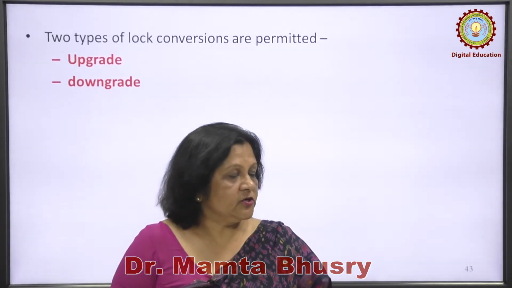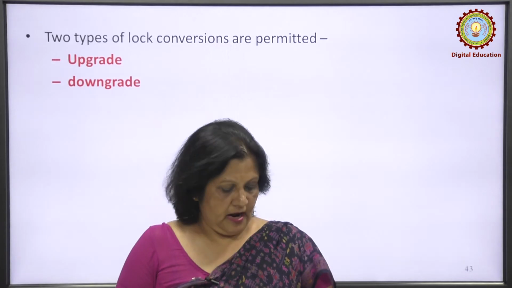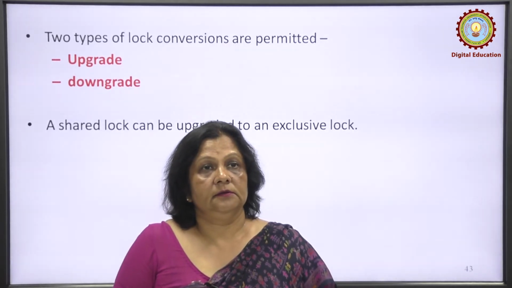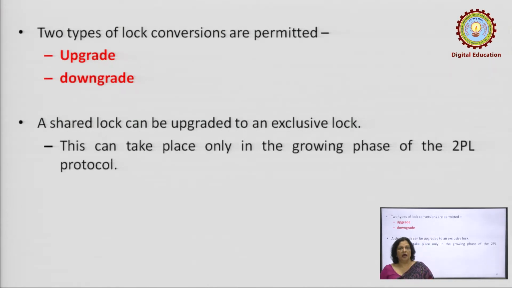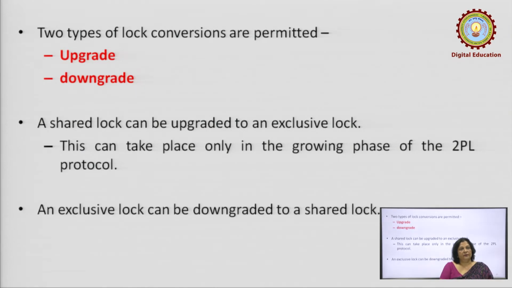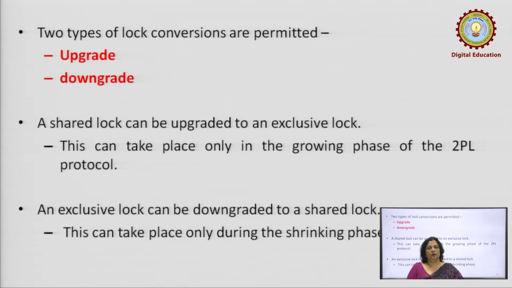Two types of lock conversions are possible, the upgrade and the downgrade. A shared lock can be upgraded to an exclusive lock, and this can take place only in the growing phase of the two-phase locking protocol. An exclusive lock can be downgraded to a shared lock, and this can take place only in the shrinking phase of the two-phase locking protocol.